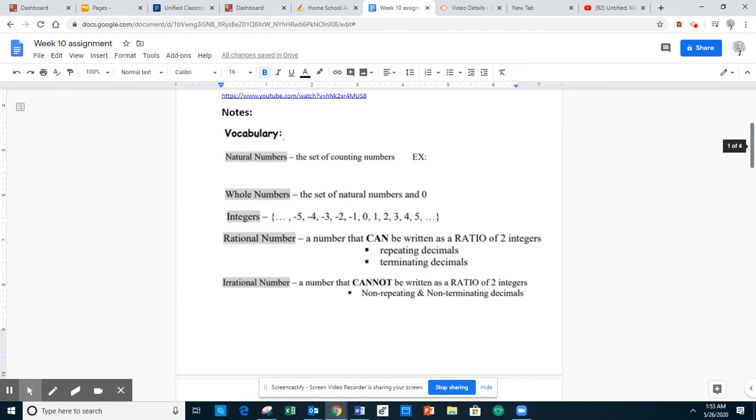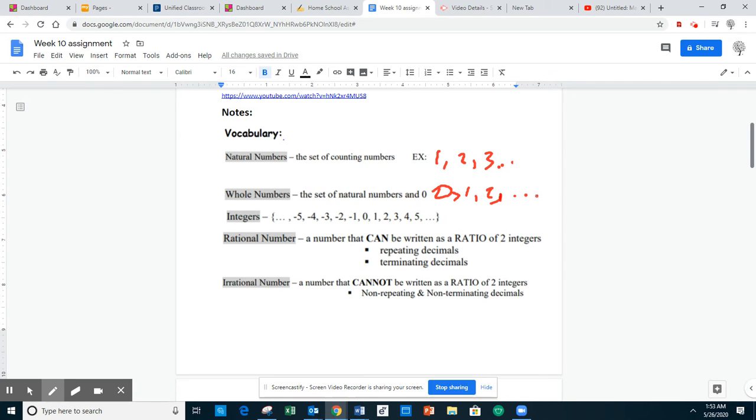The first one says natural numbers. Natural numbers is the set of counting numbers. When you count, you usually start at 1. So 1, 2, 3, and so forth are your natural numbers. The next number is the whole number. This is a set of natural numbers and 0. And so whole numbers start at 0, then it goes to 1, 2, 3, 4, and so forth.